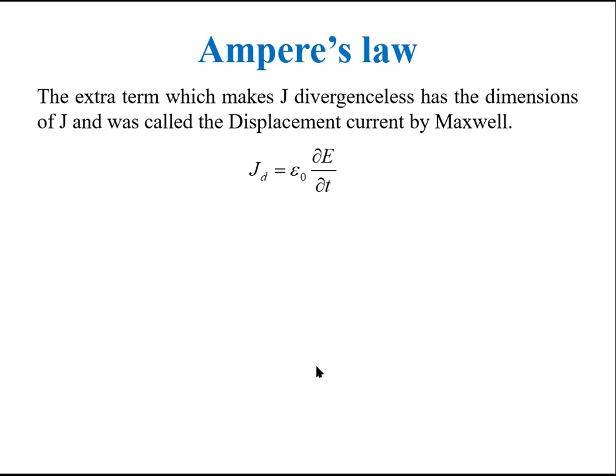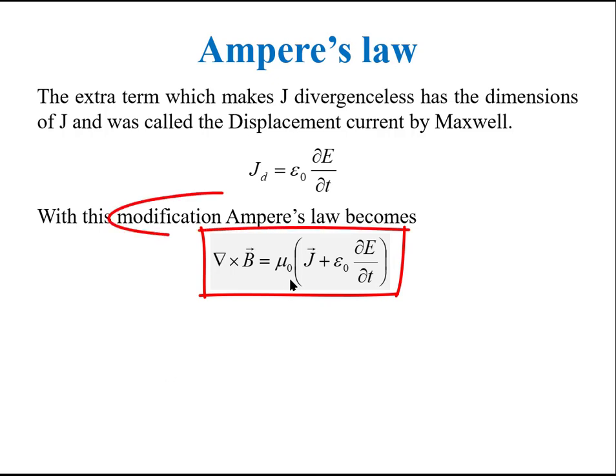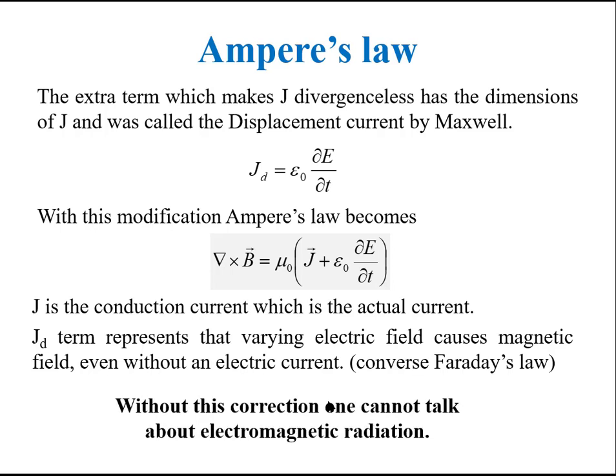This extra term was called displacement current by Maxwell, and it is represented by J_D. So, with this modification, Ampere's law becomes del cross B equal to mu naught times J plus the displacement current, epsilon naught del E over del t. This J is the conduction current, which is the actual current by conduction of the electrons. And J_D represents that a varying electric field causes a magnetic field, even without an electrical current. This is the converse of Faraday's law. This modification is very important, as without this correction one cannot talk about electromagnetic radiation.